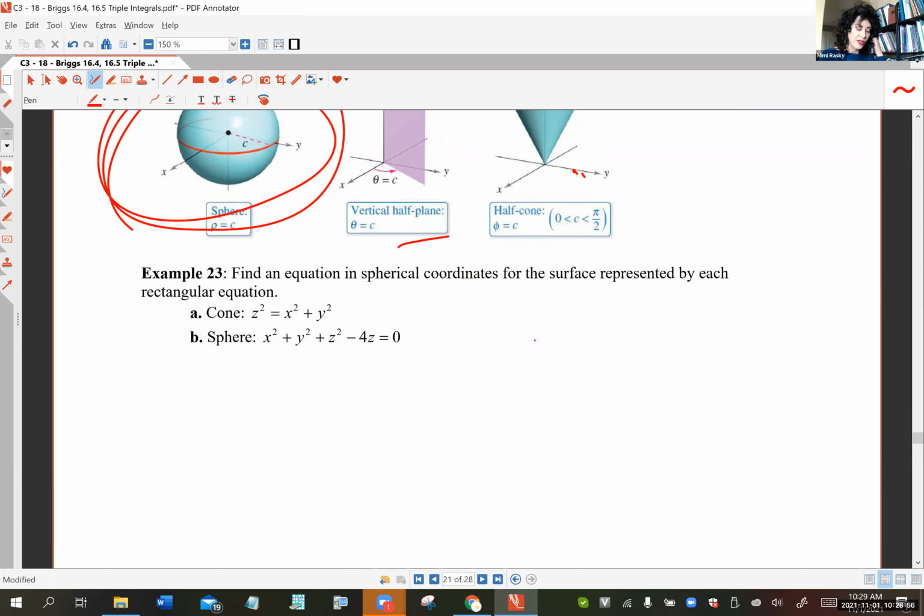All right, so let's convert to spherical from rectangular. So here's a very nice rectangular equation, happens to be a cone. How would you convert it to spherical? Well, you got to make the appropriate replacements because this one isn't so easy.